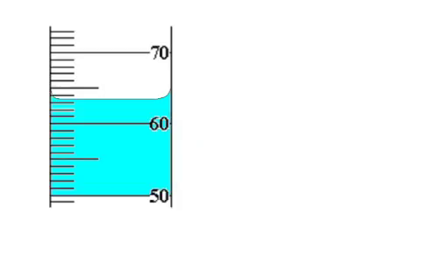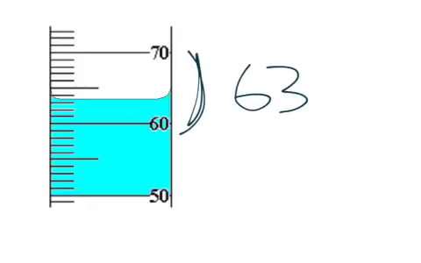If you're reading a graduated cylinder, you have a little bit less to work with. Between 60 and 70, there's 10 tick marks. That means that each tick mark is not worth a decimal, it's worth 1. So anybody looking at this would write down 63 if you were reading it the right way. You're looking at the bottom of the meniscus. It's between 63 and 64.